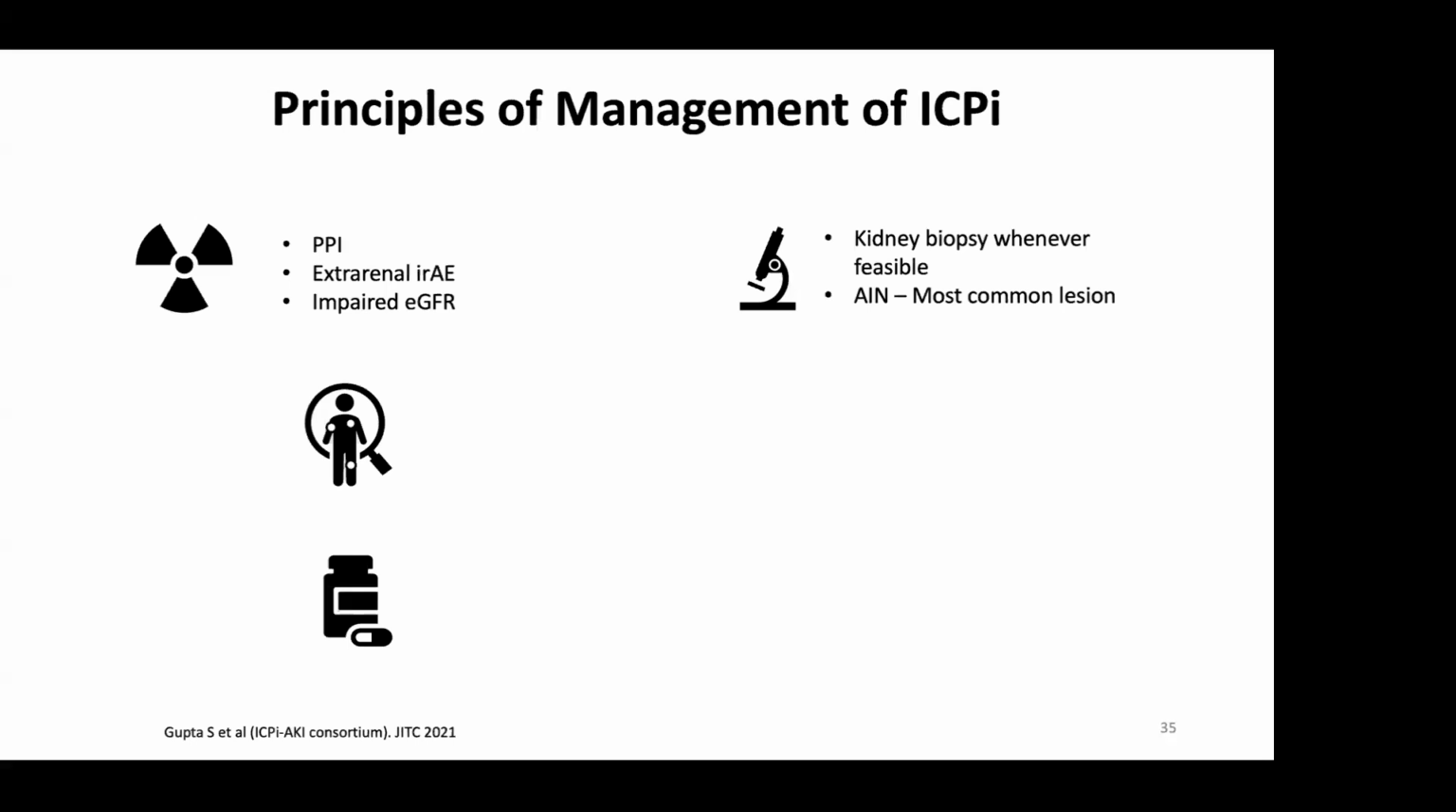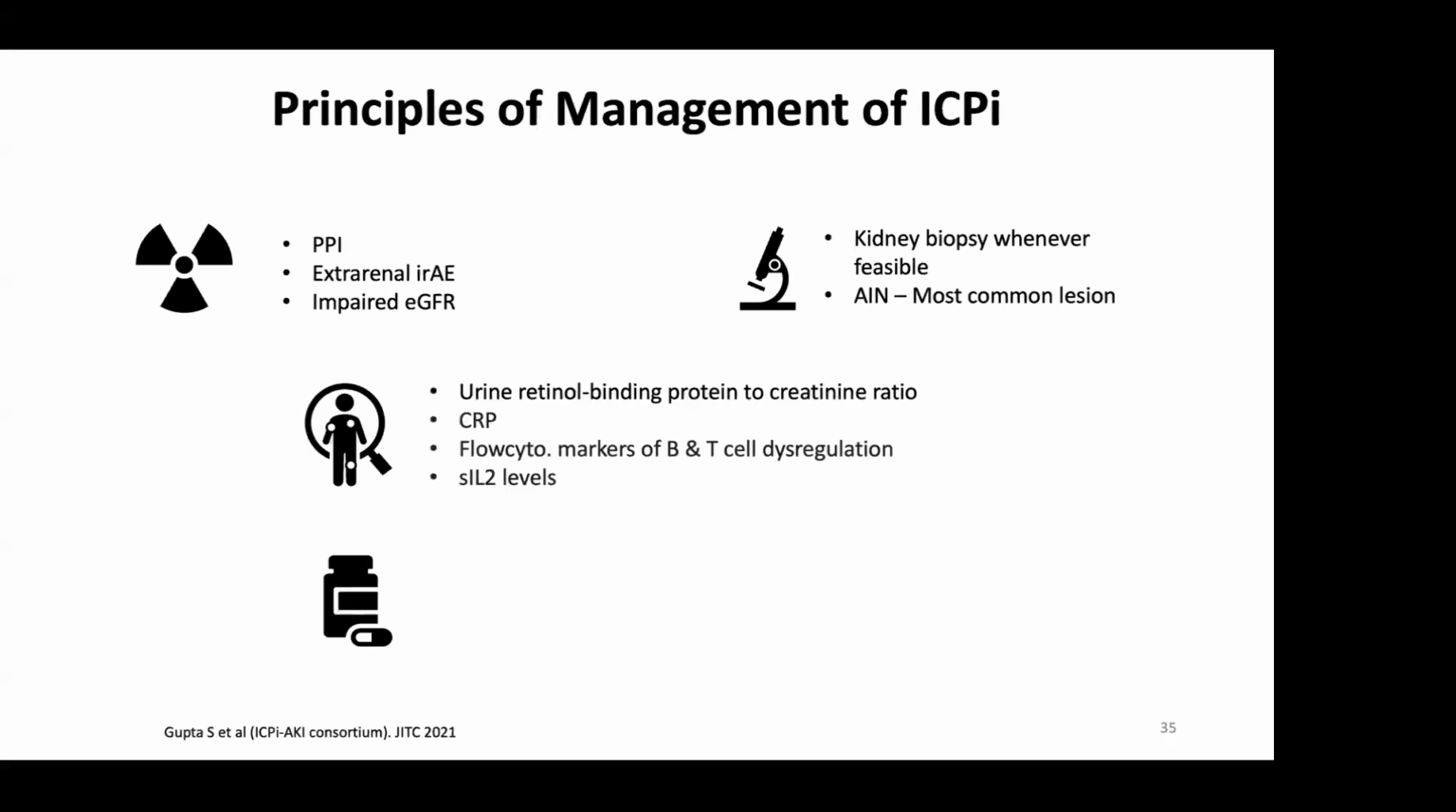When we do a kidney biopsy, we commonly see acute interstitial nephritis. We can see a combination of acute tubular injury with acute interstitial nephritis, or you can see some de novo glomerular disorder as well. In certain instances where it is not feasible to perform a kidney biopsy, certain types of non-invasive biomarkers are being studied, like urine retinol binding protein to creatinine ratio, C-reactive protein, flow cytometry markers for B and T cell dysregulation, and serum IL-2 levels.